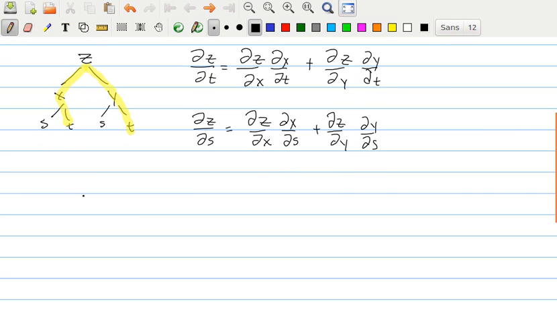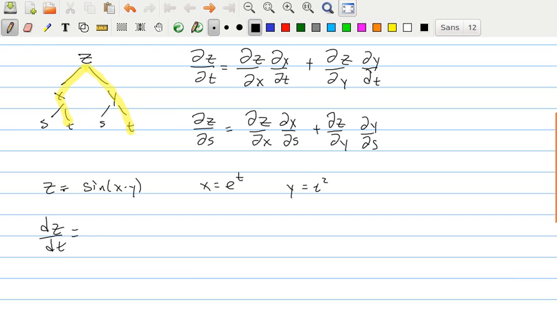Let's actually see an example of this. Let's say we've got z is sine of x minus y, x is e to the t, and y is t squared. And let's say we wanted to find the derivative of z, because z ultimately only depends on t. So let's look at the derivative of z with respect to t.